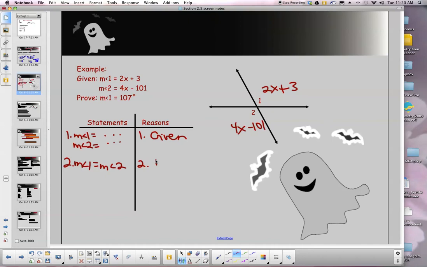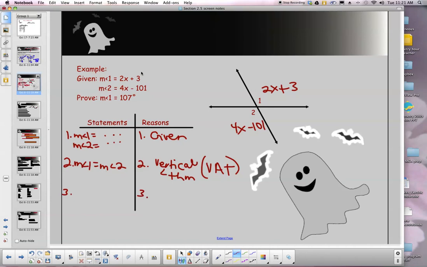And that's because of the vertical angle theorem. I'm abbreviating because we're going to try and get this done. Okay, so vertical angle theorem. I'm okay if you just want to write VAT for vertical angle theorem. That works just fine for me.